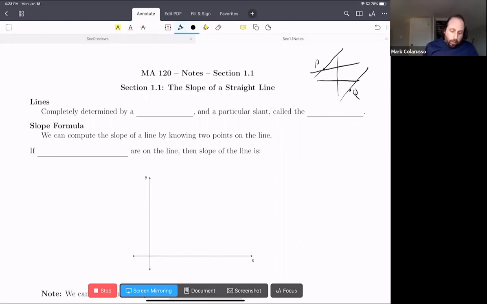So lines are completely defined by a point and a slant or direction, if you like, called the slope.